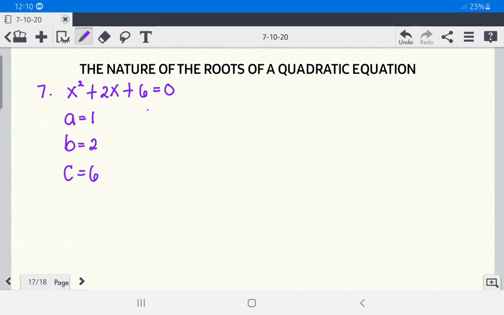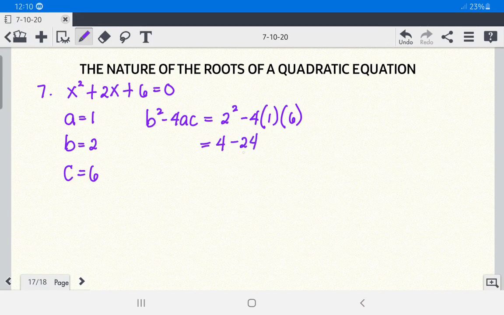Now, using the formula, we have b squared minus 4ac. So, that is, b is 2, square it, then minus 4 times, value of a is 1, value of c is 6, then we have 2 squared, we have 4. Negative 4 times 1, we have negative 4 times 6, we have negative 24. Then, 4 minus 24, we have negative 20. So, notice that the discriminant is a negative number, or a number which is less than 0.